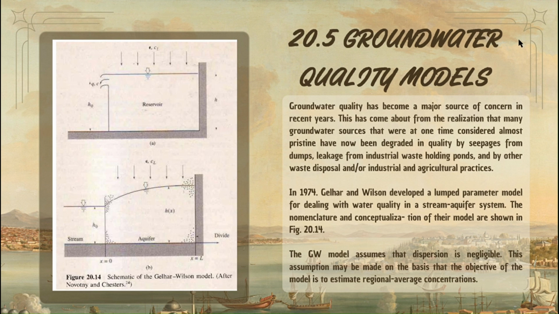In 1974, Gelhar and Wilson developed a lumped parameter model for dealing with water quality in a stream aquifer system. The nomenclature and conceptualization of their model are shown in figure 20.14. Yung figure 20.14 is yung figure na makikita nyo sa left side. The model assumes that dispersion is negligible. This assumption may be made on the basis that the object of the model is to estimate regional average concentrations.